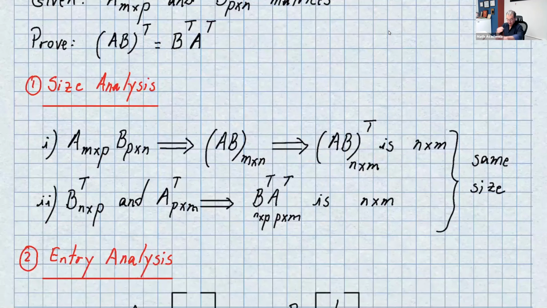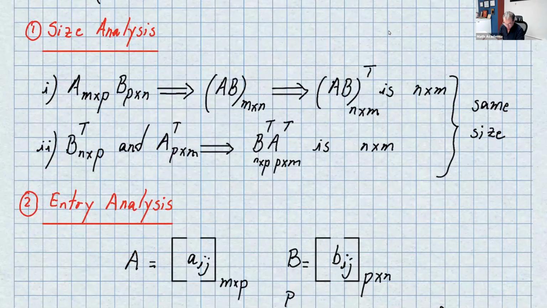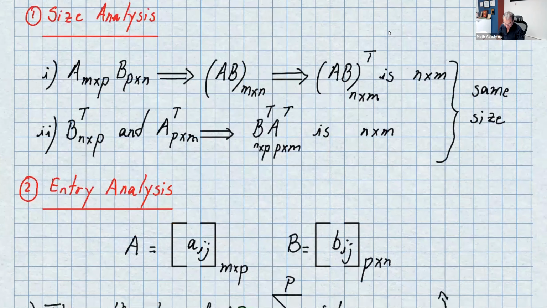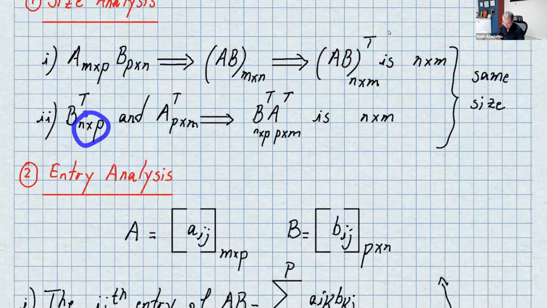Let's follow the same way we proved before: size analysis. A is M by P and B is P by N. So AB is going to be M by N. We saw that in matrix multiplication. So AB transpose is going to be N by M. B transpose is N by P and A transpose is P by M. So B transpose times A transpose is going to give us an N by M matrix. And we see that they have the same size.